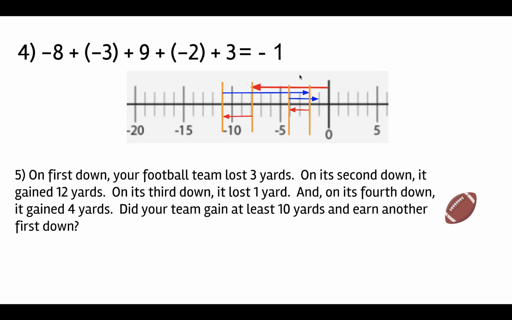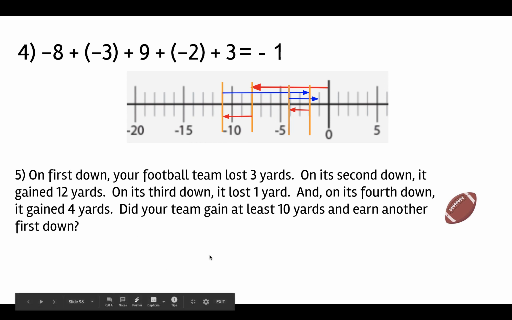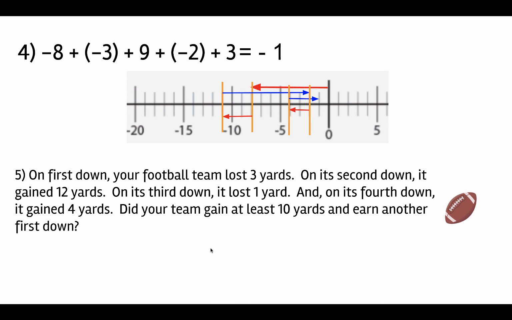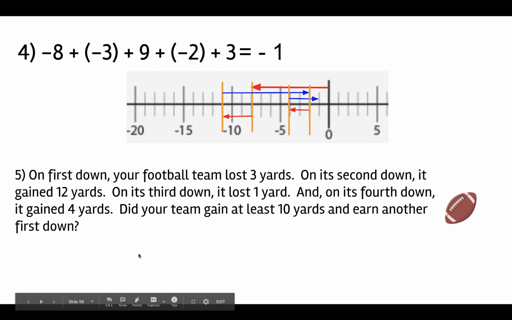We're going to use that same idea and build with a story problem, a real world problem right here. This time I'm not going to have a number line to illustrate it, but we'll still talk it through. On first down, your football team lost 3 yards. On its second down, it gained 12 yards. On its third down, it lost 1 yard. And on its fourth down, it gained 4 yards. Did your team gain at least, meaning no less than 10 yards, and earn another first down?